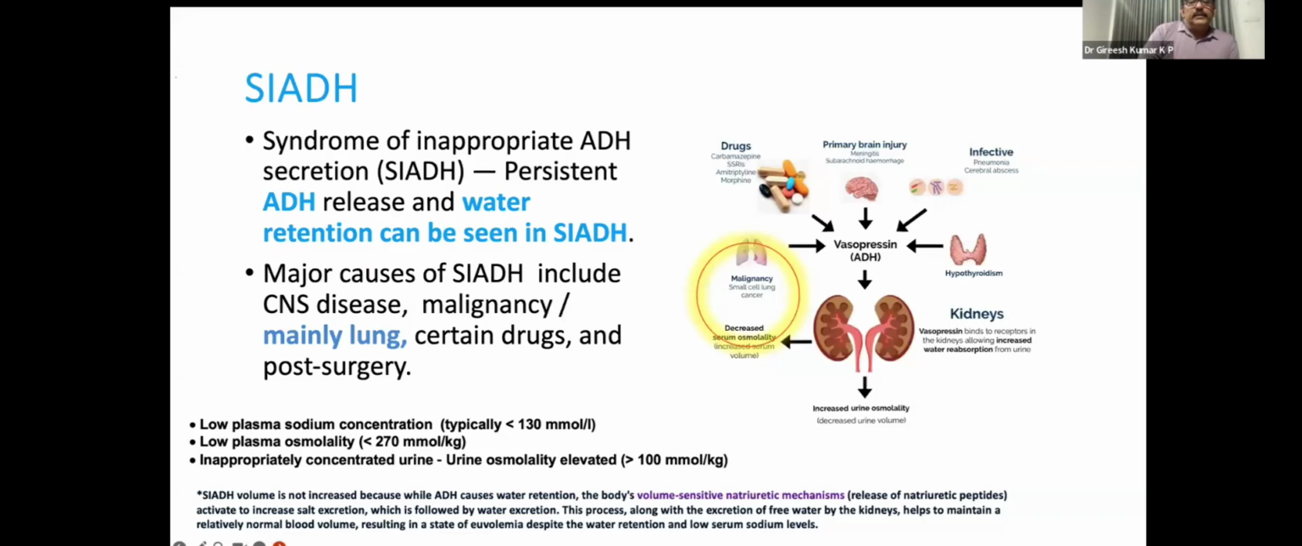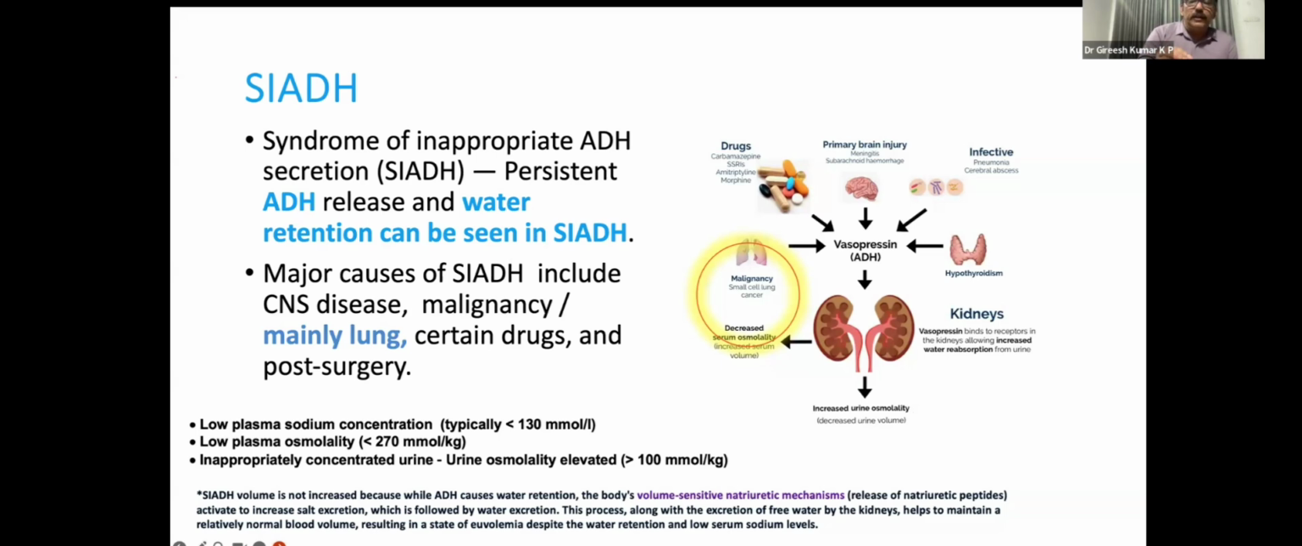The major causes of SIADH are CNS infections like meningitis, tumors, malignancy, especially lung cancer. Some drugs can produce SIADH, or post-surgery. We also have to rule out hypothyroidism, kidney disease, all these things. Remember, most of the patients who come to the emergency room do not have SIADH. Very rarely you can get SIADH. That is not a common diagnosis.